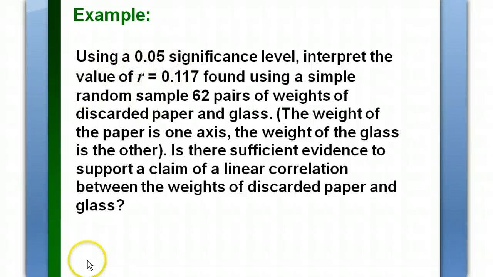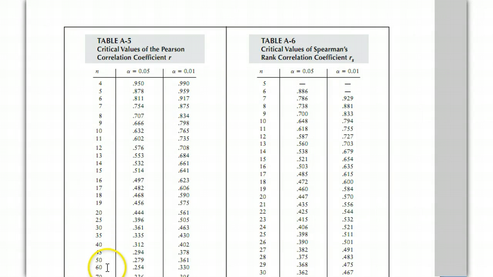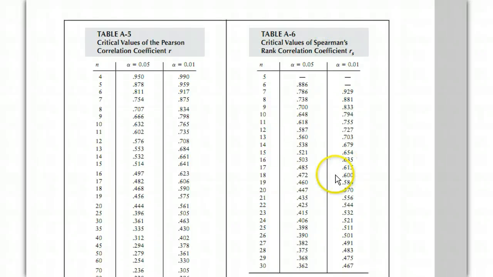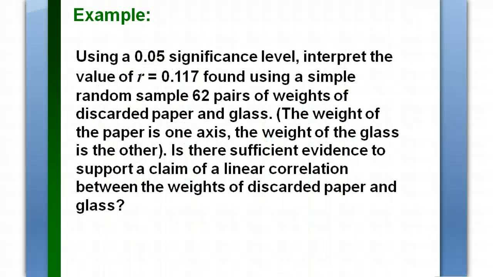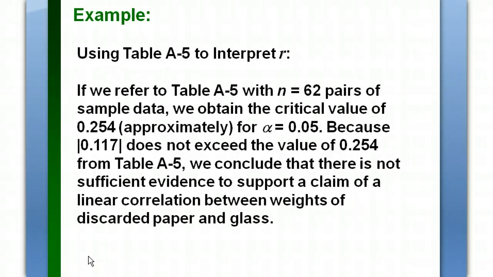So at 0.05, 62, if you look at the table, there isn't a 62, it just goes 45, 50, 60, and then 70. It's kind of out of the screen there, but 70 is the next number. So there isn't a 62, so we just go to the closest one. Our closest one here is 0.254. At this 0.05 level, where they intersect here is 0.254. And this R value is not bigger than 0.254. So that's what this is saying.